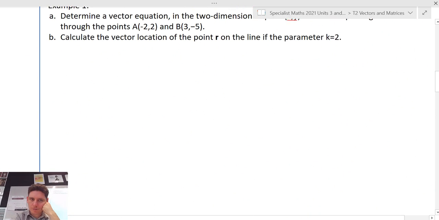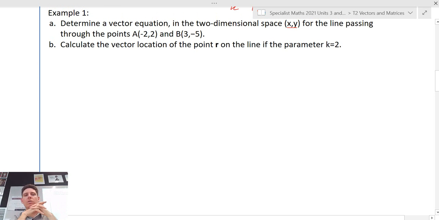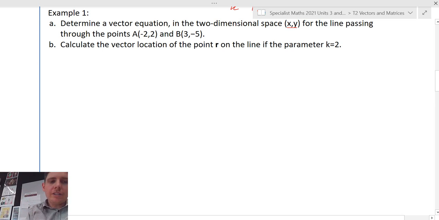Let's do an example. Determine a vector equation in two-dimensional space for the line passing through points A and B. Any thoughts what we do first? Perfect. So the unit vectors, so this becomes negative 2, 2. This becomes, because this is just a point and this is just a point, we're going to turn them into vectors. Does that make sense?